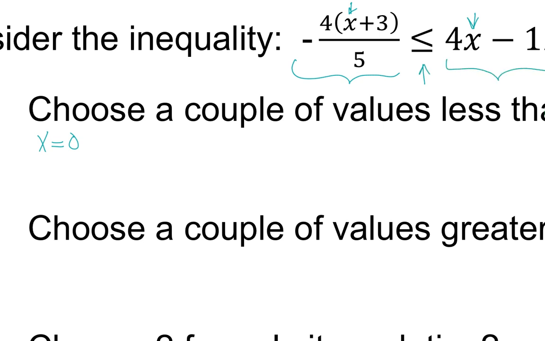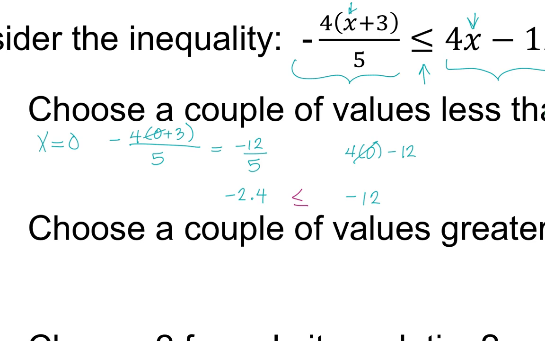Okay, so we have negative 4 times 0 plus 3 over 5. That 0 goes away because it's 0, right? So we get negative 12 over 5, and that gives us negative 2.4. Okay? So we're going to compare that to the other side. So we have 4 times 0 minus 12. The 4 times 0 doesn't do anything. So we get negative 12. So we're trying to see, is that true? Is negative 2.4 less than negative 12? No, it is not. Okay?